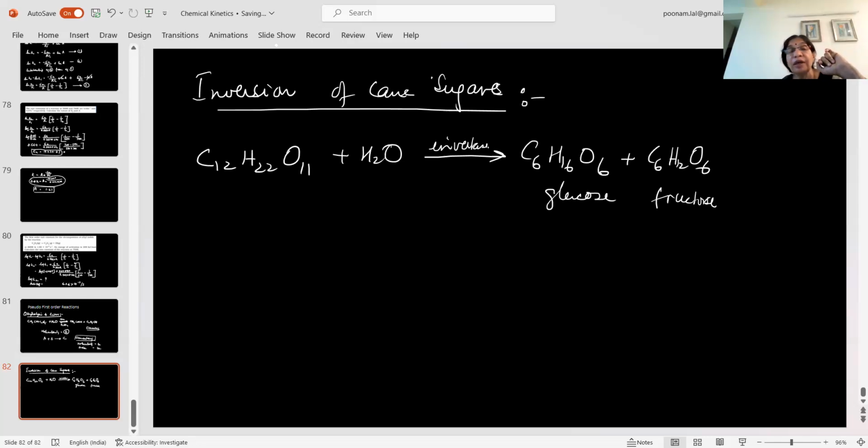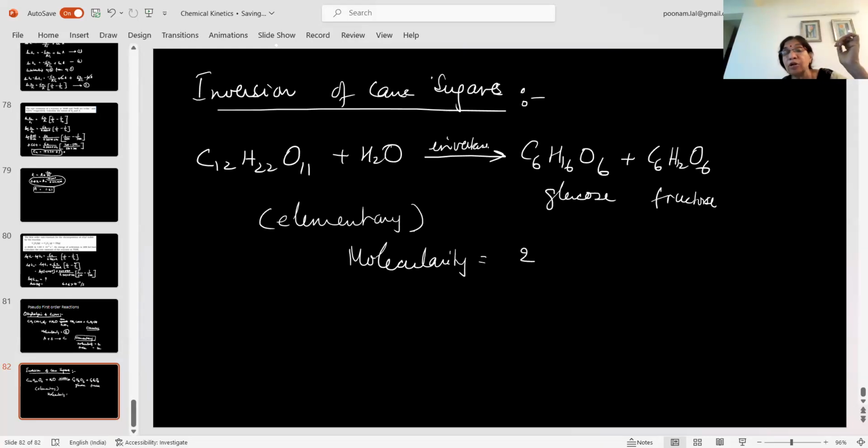What is important is this is also an elementary reaction. And in an elementary reaction, you can see the molecularity from the number of molecules present in the balanced equation. So there are 2 molecules of reactant, so molecularity is 2. The order of this reaction is 1. Why is the order of reaction 1? The order is 1 because the change in concentration of water is negligible.